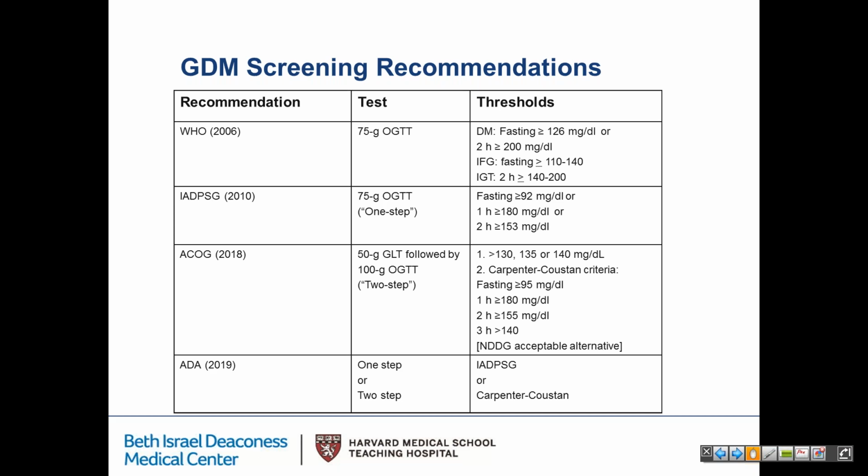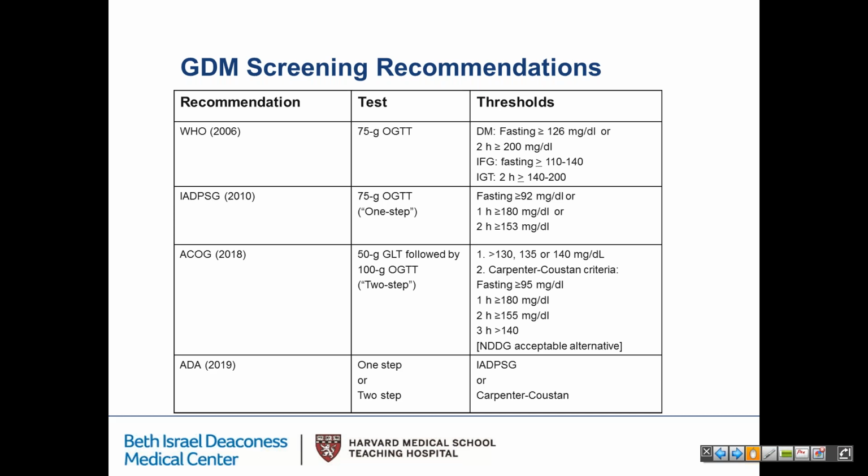Now note that unlike the one-step testing paradigm in which one abnormal value buys you the diagnosis of gestational diabetes, in a two-step paradigm, not only do you need two different tests, but you also need two abnormal values on the diagnostic testing to officially qualify as gestational diabetes.